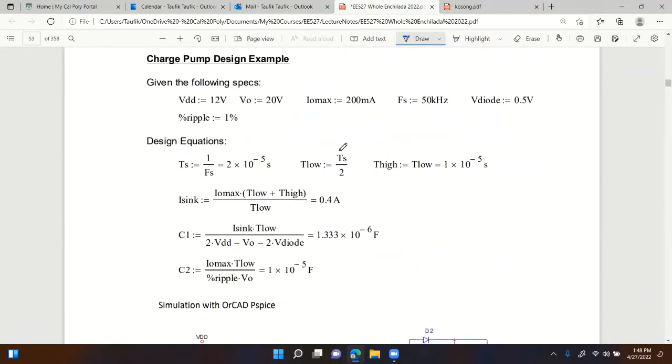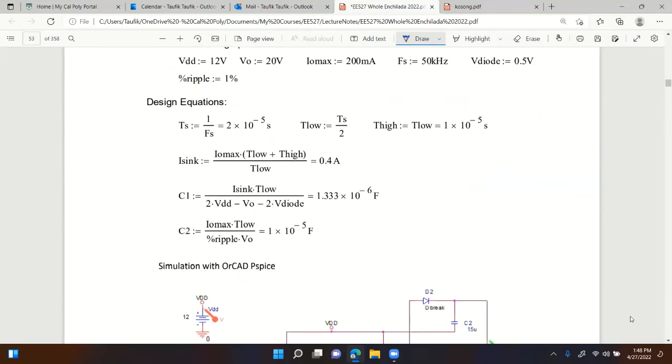So tau low is equal to the period divided by 2. Tau high is the same thing. So that's going to be 10 microseconds each. I sink from one of the equations is equal to I load times (tau low plus tau high) divided by tau low, right? Do we have I out max? Yes, we do. We have tau low and tau high. So that would give us 0.4 amps for I sink.